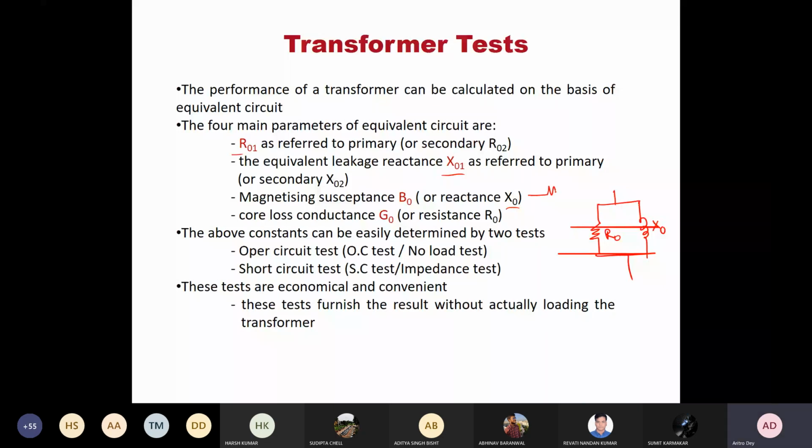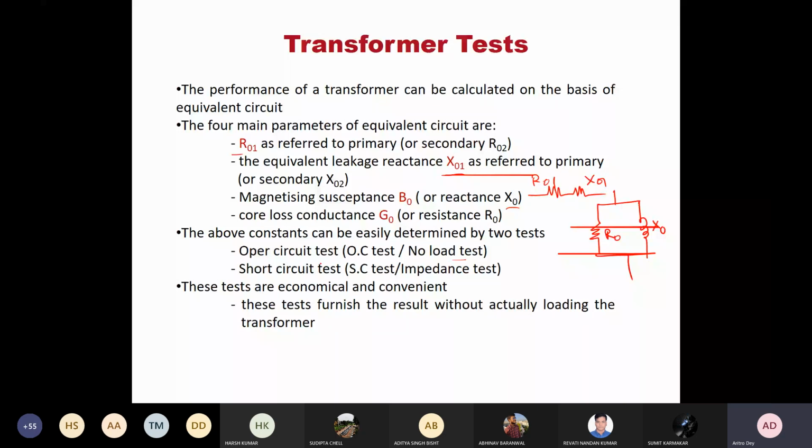The above constants can be easily determined by two tests, but mind you that you are getting both. When you carry out the short circuit test, you are taking care of both R01 and X01, either in terms of primary or in terms of secondary. And for that, we carry out the open circuit test or no load test. The no load test is to find out your magnetizing susceptance and core loss conductance, or magnetizing reactance and core loss resistance, whatever you want to mention.